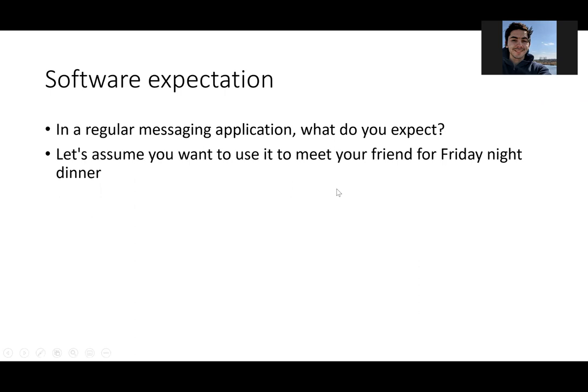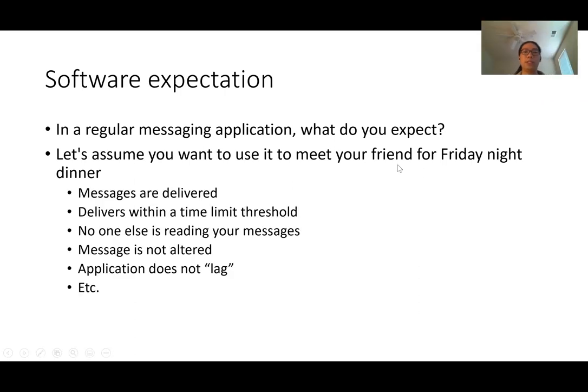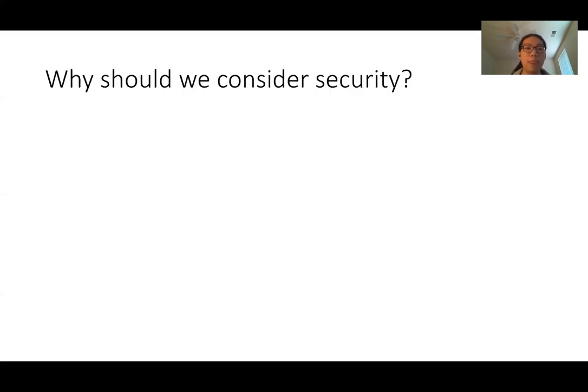Okay, so that's a pretty good start. I'm just going to give some examples. For example, messages are delivered. So if you send a message, you expect the other recipient to get it. You want it to be delivered within the time threshold. You don't want it to take a year and then deliver. The Friday night dinner thing might not work very well after that. You want no one else to read your messages. You don't want your message to be altered. And you maybe expect the application doesn't lag, and so on.